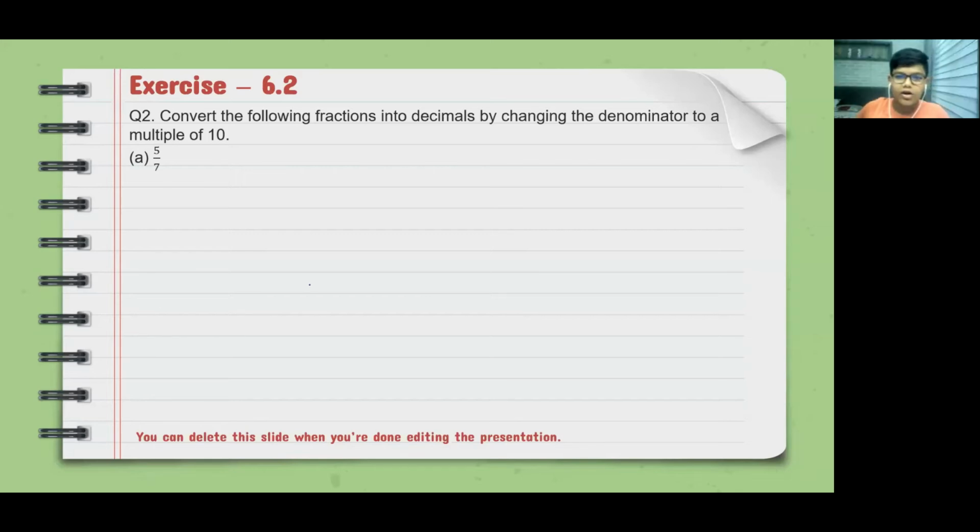Convert the following fractions into decimals by changing the denominator to a multiple of 10. That is 5 by 7. Sir, your voice is not coming properly. Sir, how will we do this?